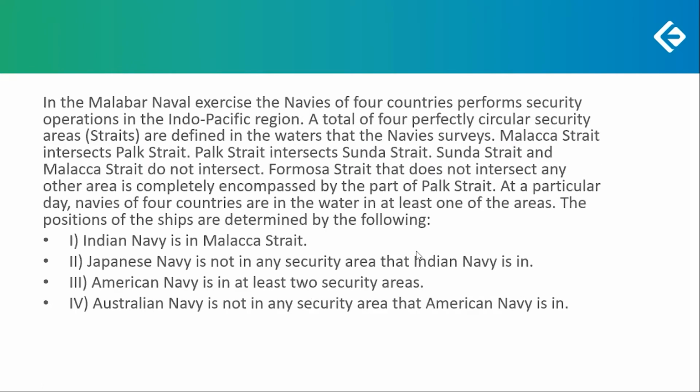The next one of the easiest sets. So again, we have 4 questions on this thing. Here, as the data is given, you have to draw Venn diagrams. So it is given here: a total of 4 perfectly circular security areas, straits are defined in the waters. So it is just Venn diagrams, and you have to mark these things and answer the 4 questions.